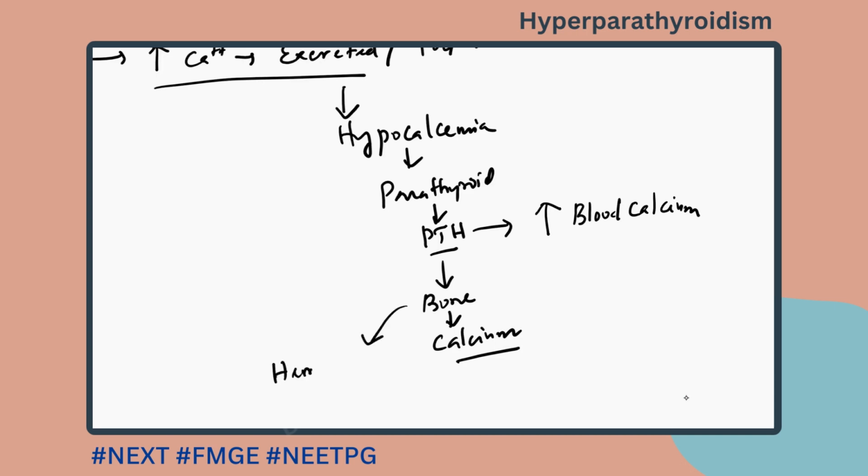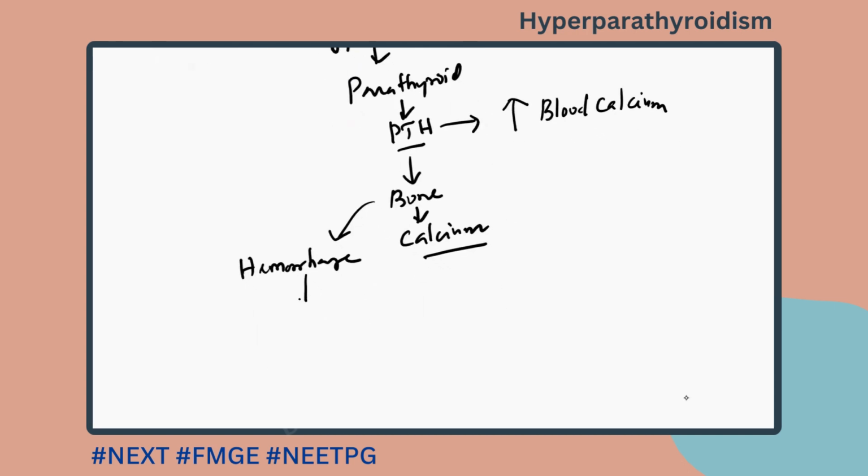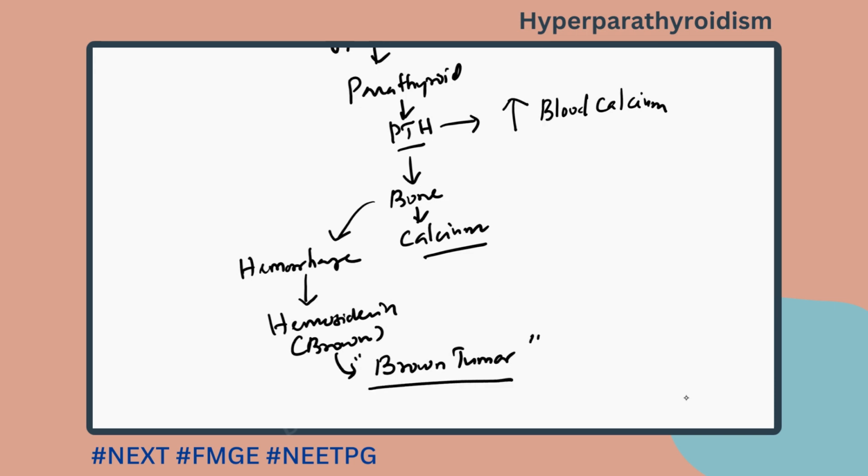Hemorrhage happens in the bone. This hemorrhage becomes hemosiderin, which is brown in color. Hence, in secondary hyperparathyroidism, the bone suffers from a condition called brown tumor. So secondary hyperparathyroidism is also called brown tumor. Okay, I hope you can follow what I am telling.